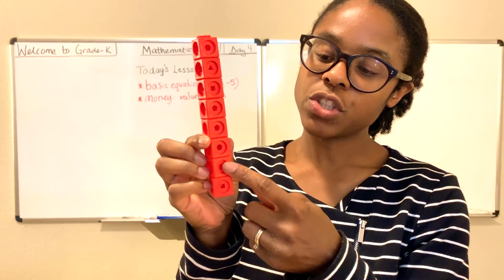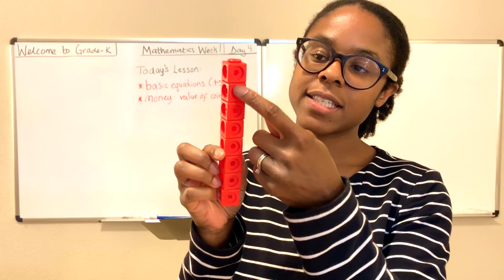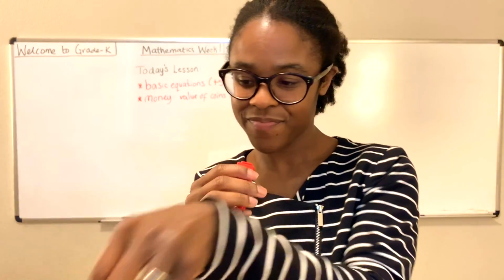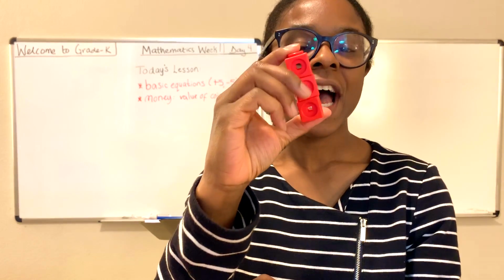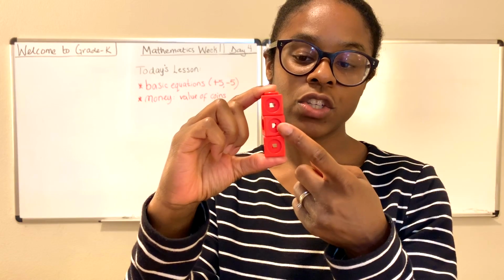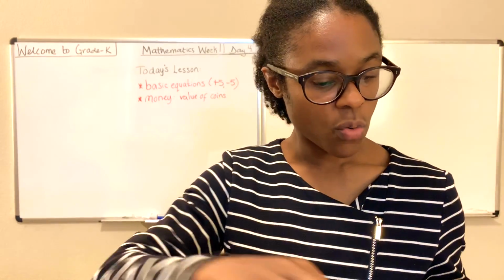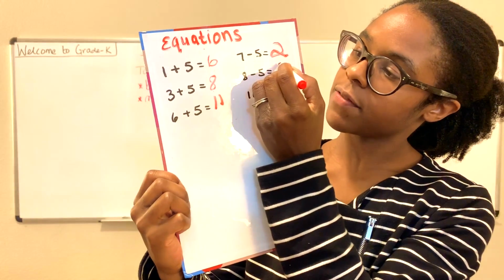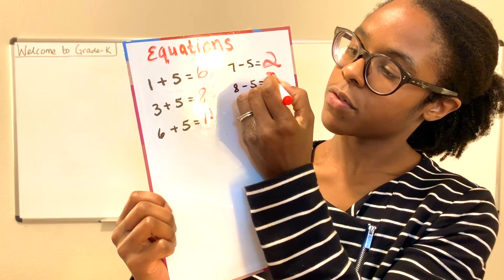So we have 1, 2, 3, 4, 5, 6, 7, 8. And we're going to subtract 5. How many cubes do we have remaining? 1, 2, 3. We have 3 cubes remaining. Therefore, 8 minus 5 is 3.